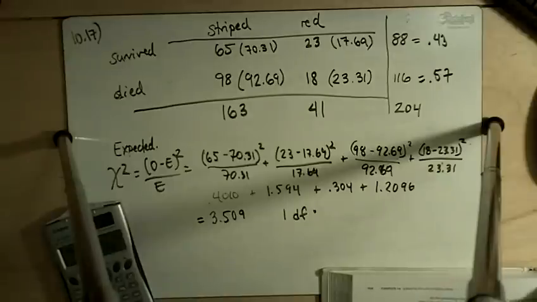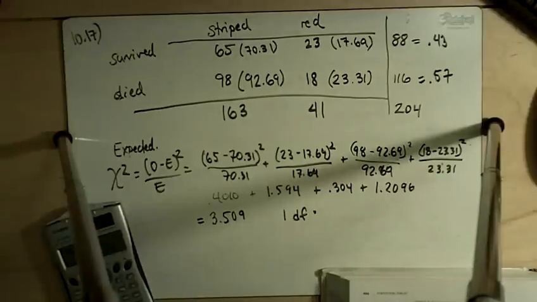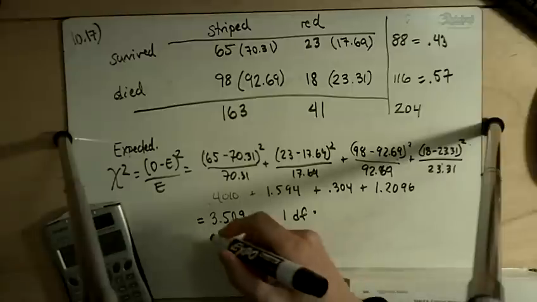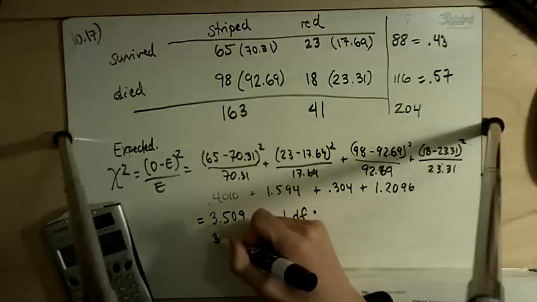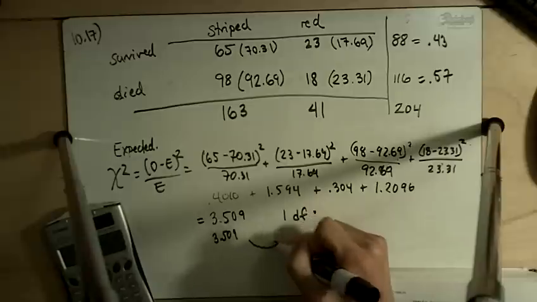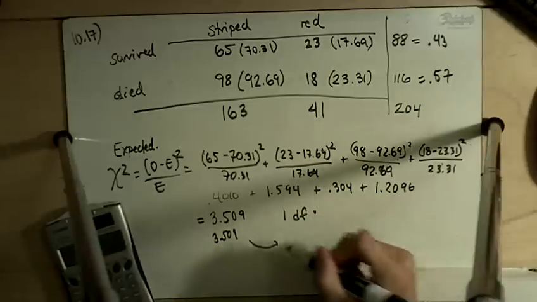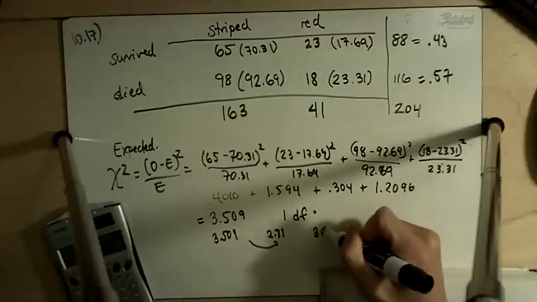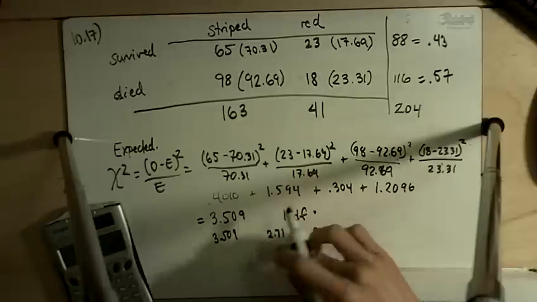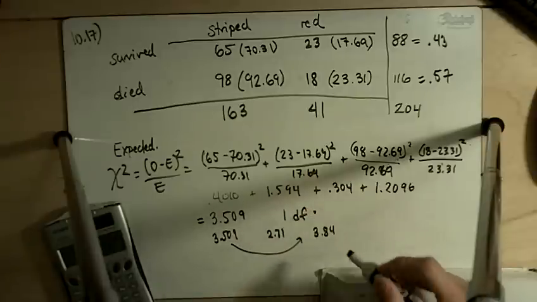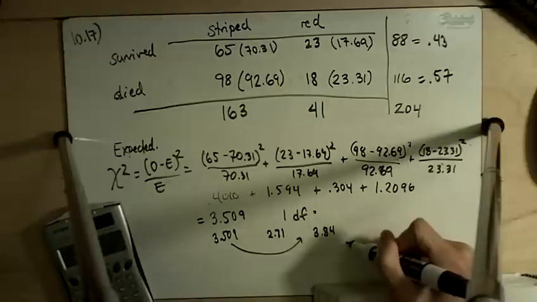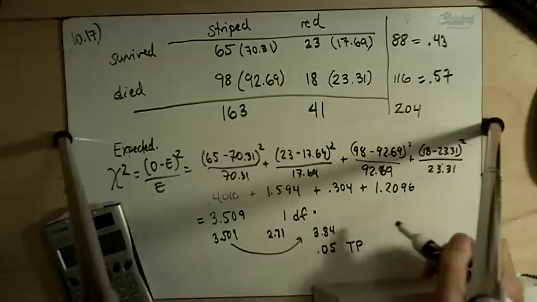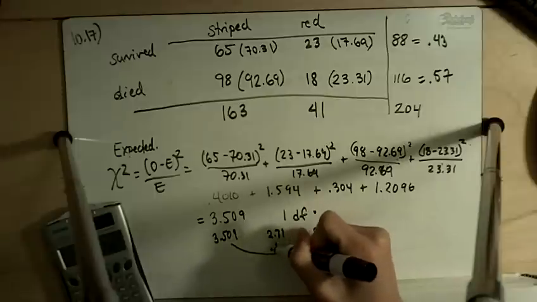So we go to the back of the book, into our table, and we look up with 1 degree of freedom where 3.509 lies. So 3.509 is in between the numbers 2.71 and 3.84. In between these two numbers, 3.84 corresponds to a tail probability of 0.05 and 2.71 a tail probability of 0.10.